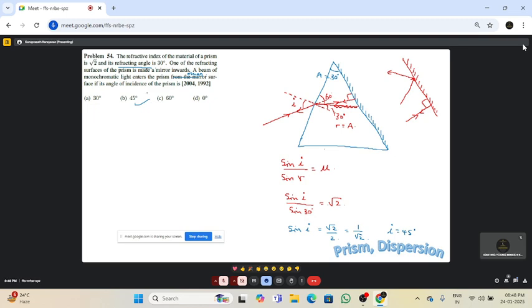Only when it is minimum deviation there will be some conditions, such as the ray inside the prism being parallel to the base, and R1 is equal to R2. That is why A is equal to R1 plus R2. Since R1 and R2 are equal, we write it as 2 times R. That is why R becomes A by 2. So that is only true when it is minimum deviation. If it is not minimum deviation, then A is equal to R, sir.